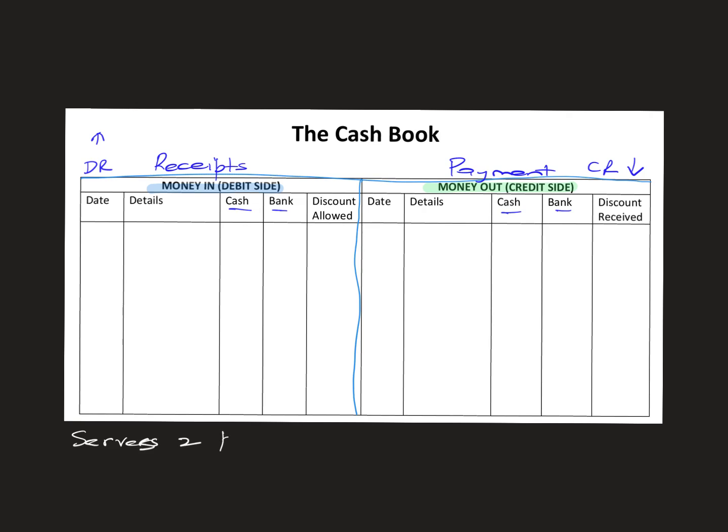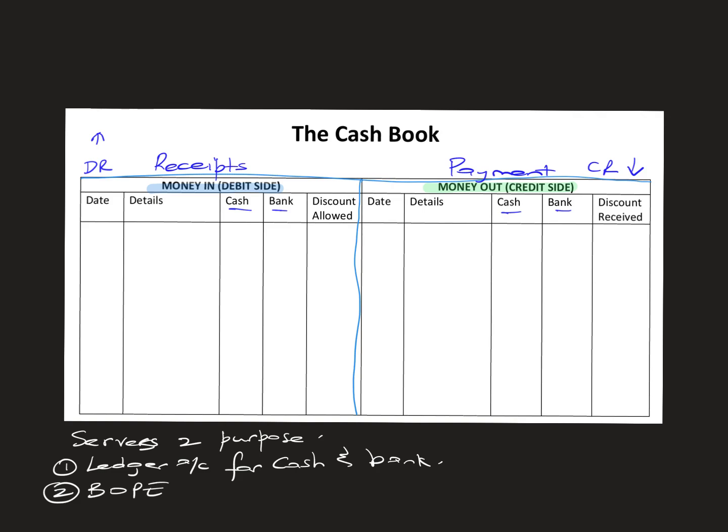Serves two purposes. One, as a ledger account for cash and bank, but it also serves the purpose as a book of prime entry. So there's two purposes for it. So it will look a little bit different from the other journals which you might have been introduced to.